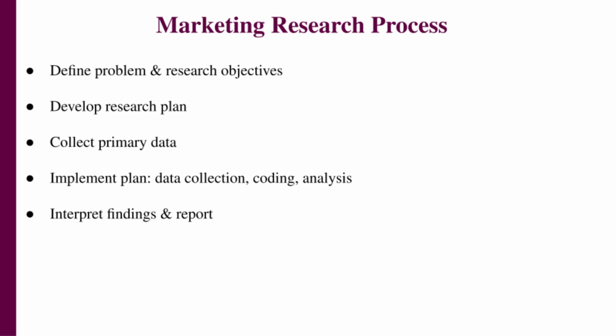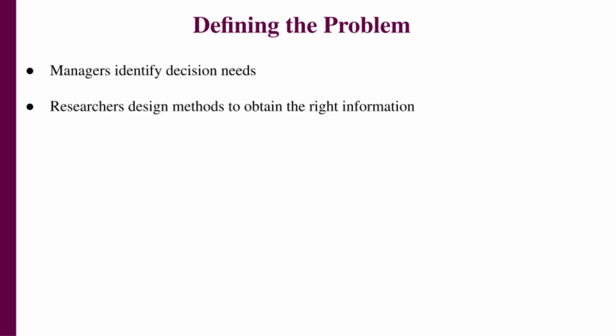Let's examine the marketing research process. Marketing research follows a systematic process. Define problem and research objectives, develop research plan, collect primary data, implement plan, collect, code, analyze data, interpret findings, and report. Example, a hospital studying why outpatient attendance has dropped may define the problem, plan surveys, collect data, analyze trends, and report actionable recommendations. Let's break down each step, starting with defining the problem.